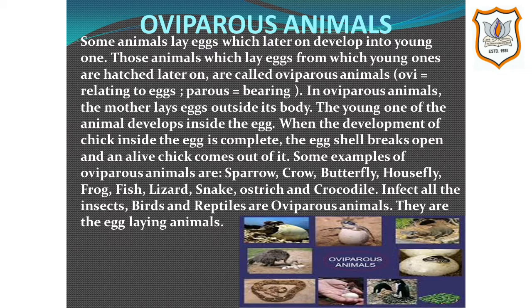Some other examples of oviparous animals are sparrow, crow, butterfly, housefly, frog, fish, lizard, snake, ostrich, and crocodile. In fact, all the insects, birds, and reptiles are oviparous animals. It means they are egg-laying animals.